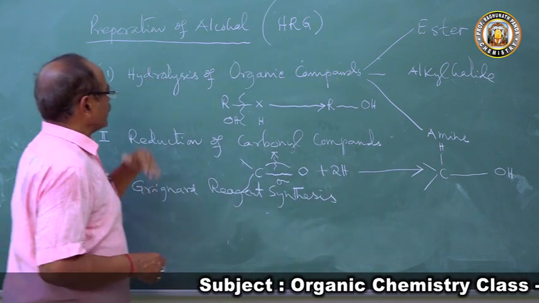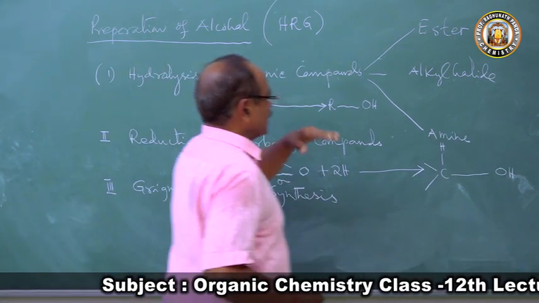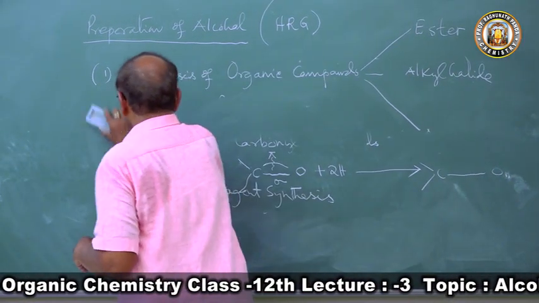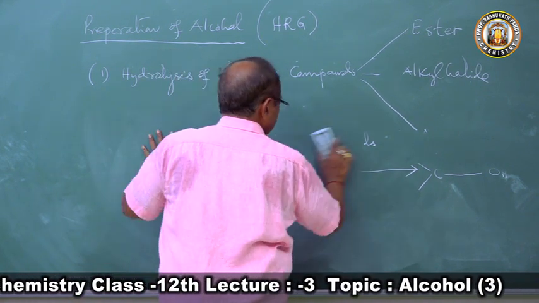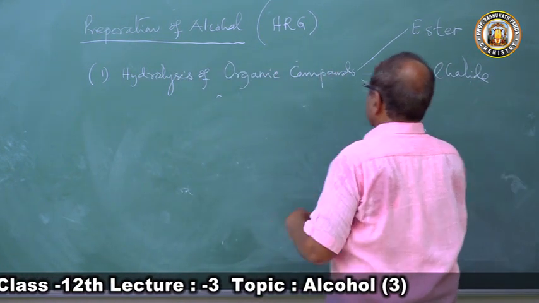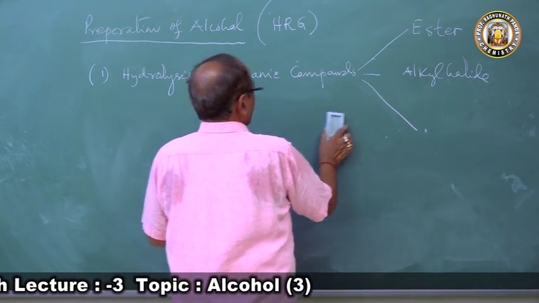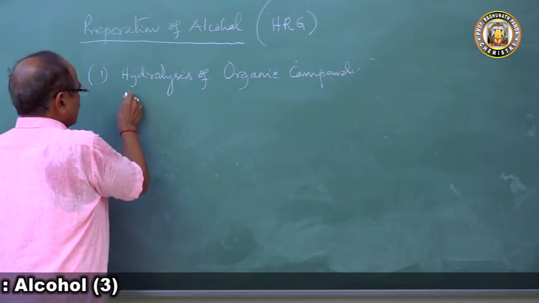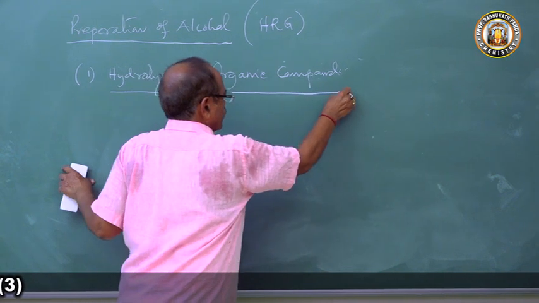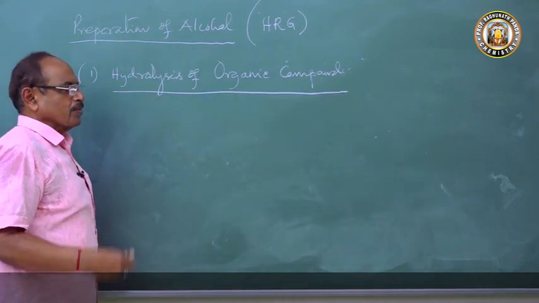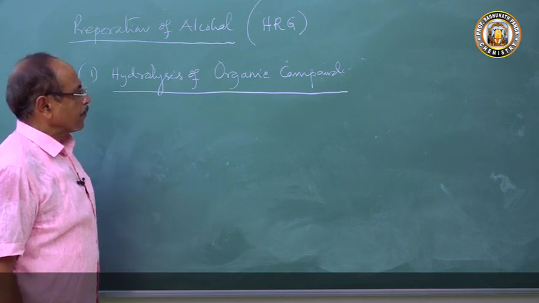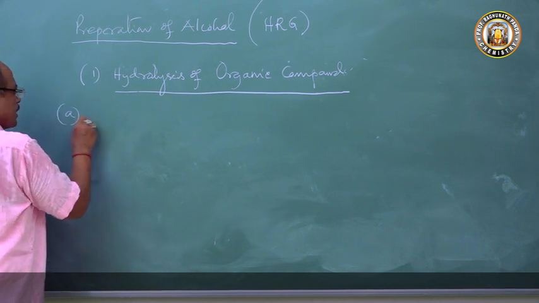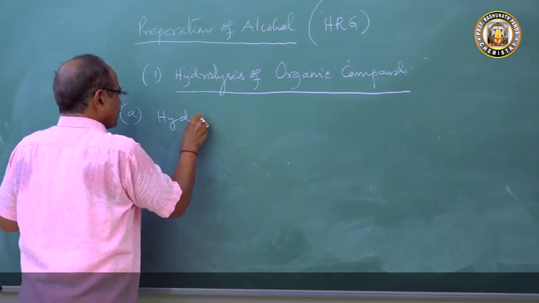Now let's start with the hydrolysis of organic compounds: hydrolysis of ester, hydrolysis of alkyl halide and hydrolysis of primary amine. So hydrolysis of organic compounds is the method. The whole organic chemistry I will help you write on 1 page, so that you can see everything at a glance. First, organic compounds, ester. So we'll take hydrolysis of ester.